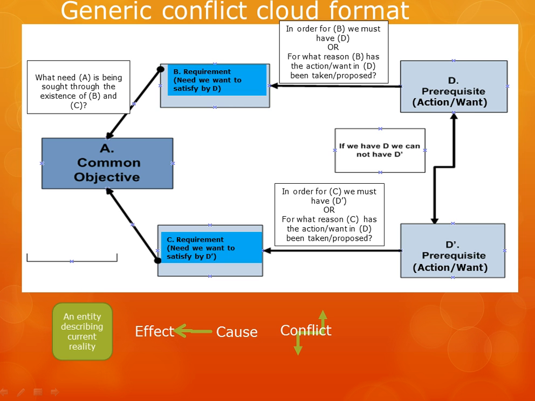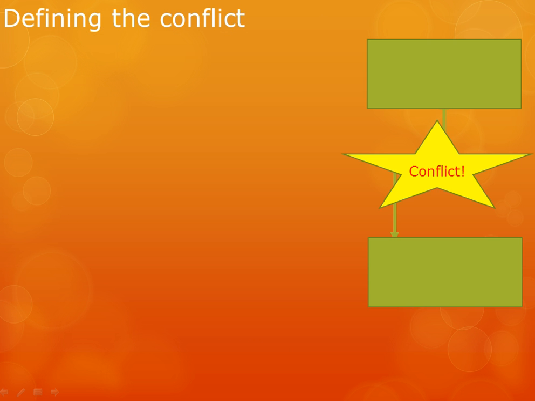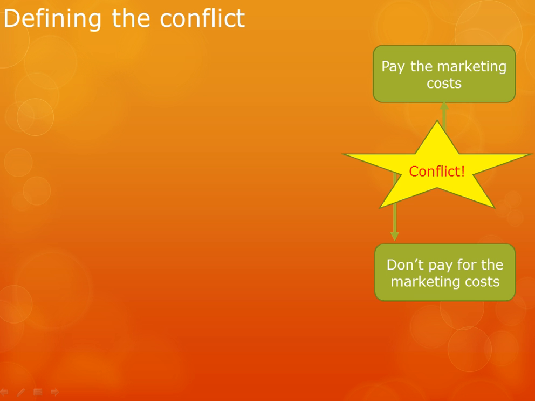The first thing we need to focus on is the entities themselves. So when we define the conflict, which we do in the D and D prime boxes, we do so in this way. So going back to that example of the marketing costs, who pays? Is it the owner or the real estate agent? The conflict is represented by these two boxes, and you can see through the wording that the statements are very clear and unambiguous and clearly in conflict with each other, i.e. pay the marketing costs or don't pay the marketing costs. And so it's as simple as that when defining a conflict. One is in direct conflict with the other.